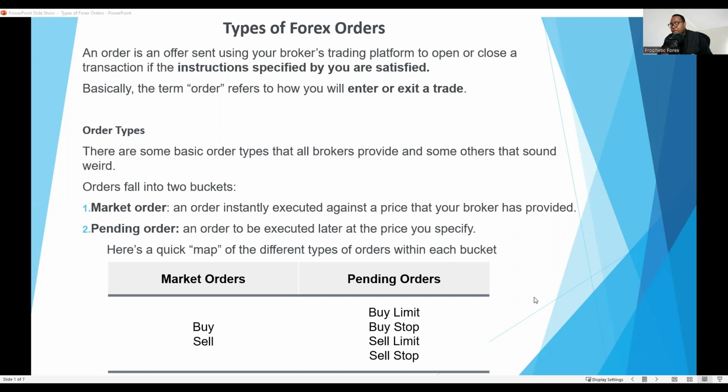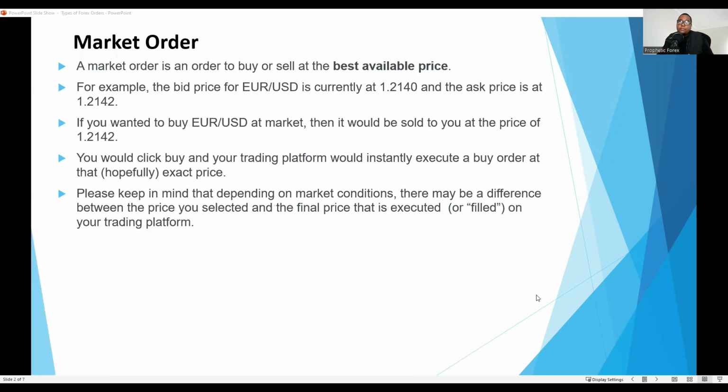So for example, I have them there. We have market orders, which is now: you press buy now, it opens a buy; you press sell now, it opens a sell. Pending orders, we have buy limits, buy stops, sell limits and sell stops. So we're going to be going through each of them right now. We're going to start with a market order.